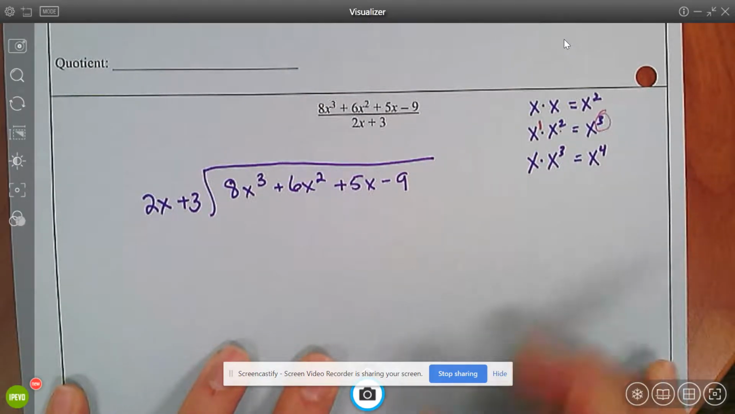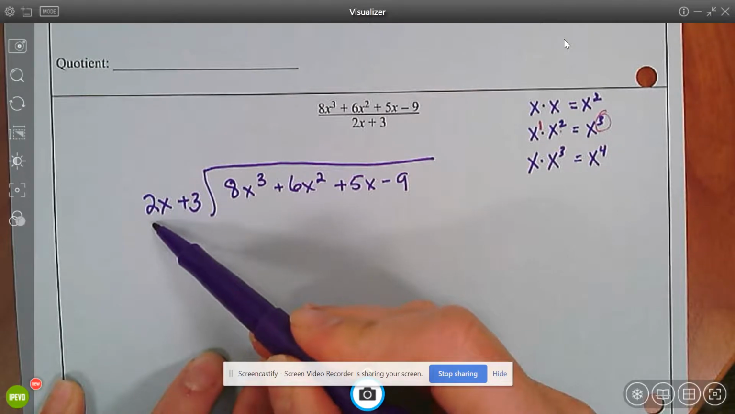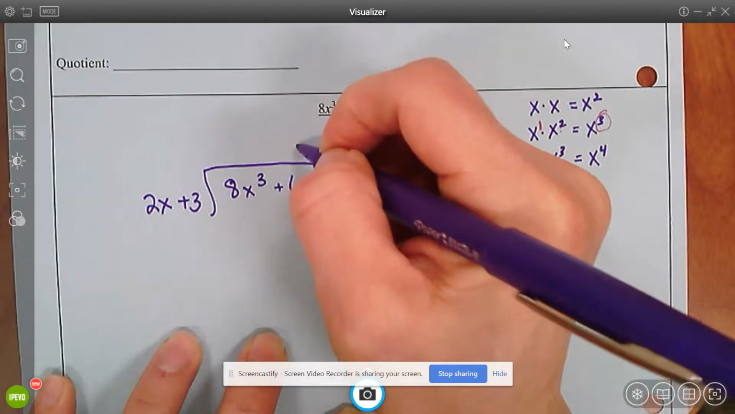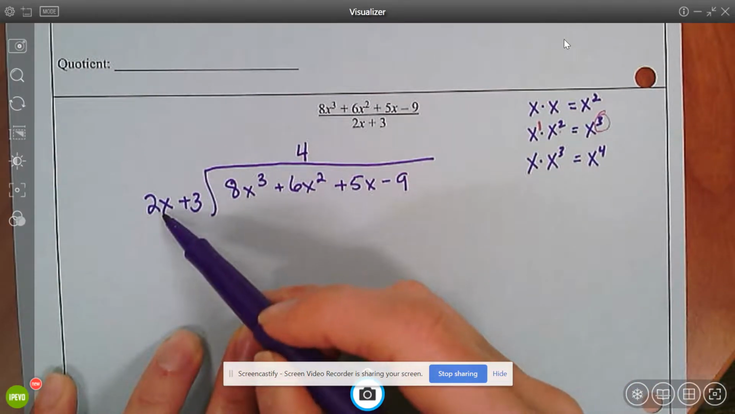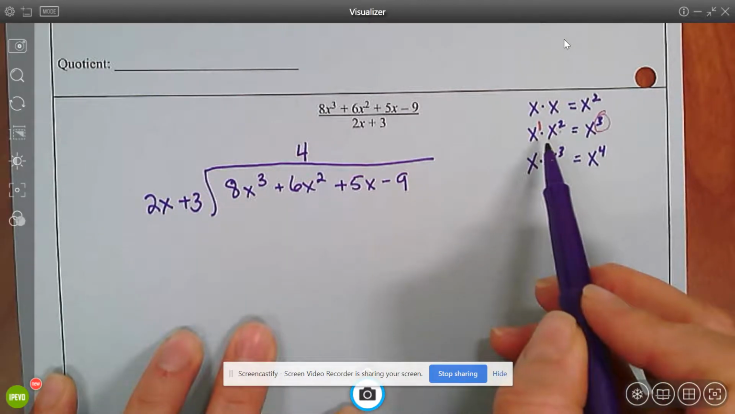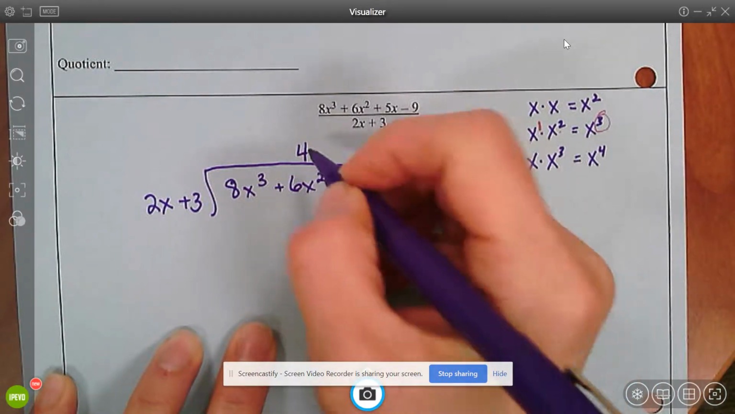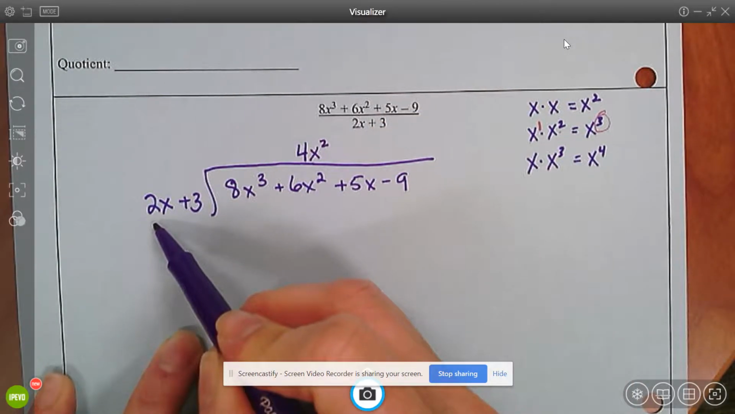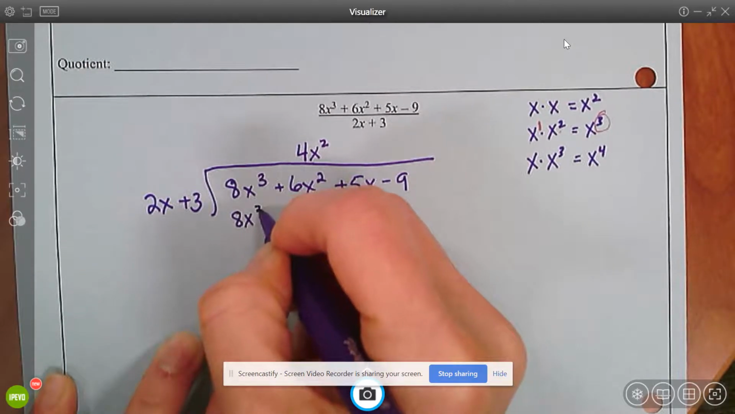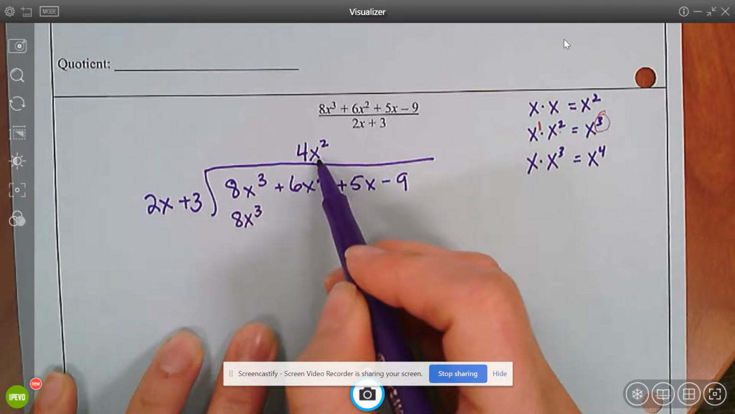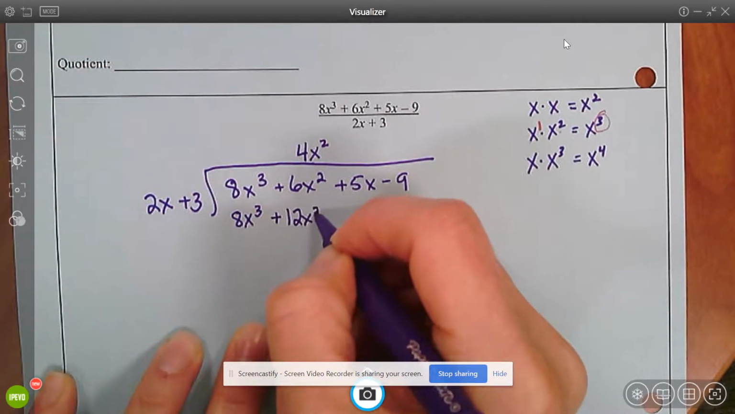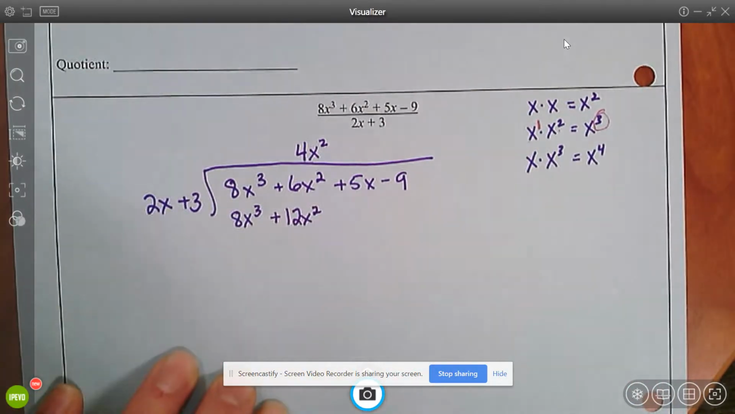So our first step in solving this is we need to figure out what times 2x will equal 8x cubed. Well, I know that 2 times 4 is 8. X times what is x cubed? I can look over here. X times x squared is x cubed. So this is going to be an x squared. 4x times 2x is 8x cubed. And then I need to multiply the 4x squared by this positive 3. 4x squared times 3 is 12x squared, because 4 times 3 is 12.